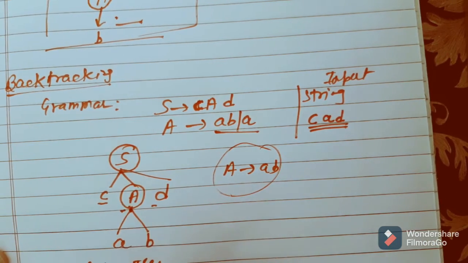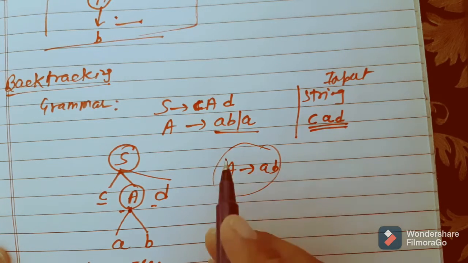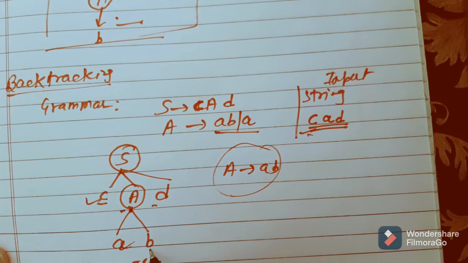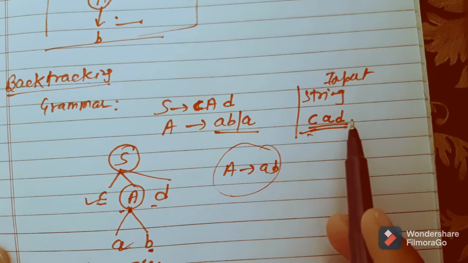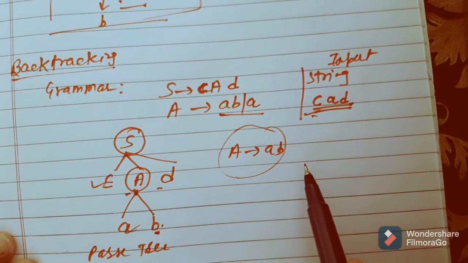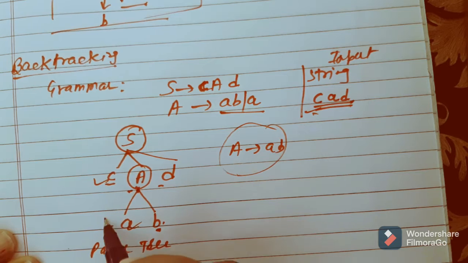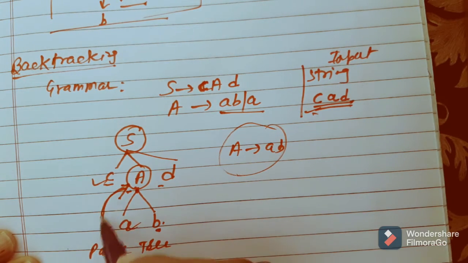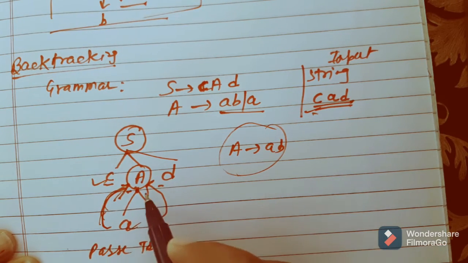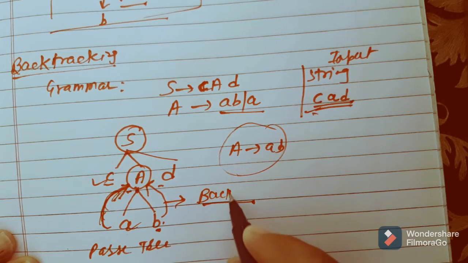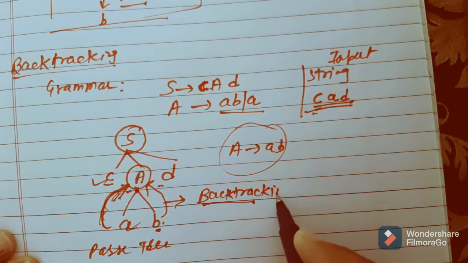Now look at how backtracking will work. When the parser works on the string, C is okay, A is okay, but when it goes to B it is not okay, because here is D and here is B, so there is no matching. And when the parser finds there is no matching, it will go for backtracking. Why does the concept of backtracking come? Because matching here was not successful, so backtracking will take place at this step.